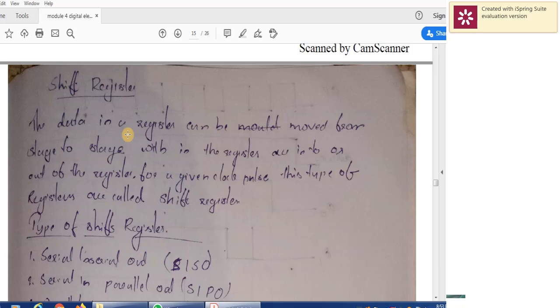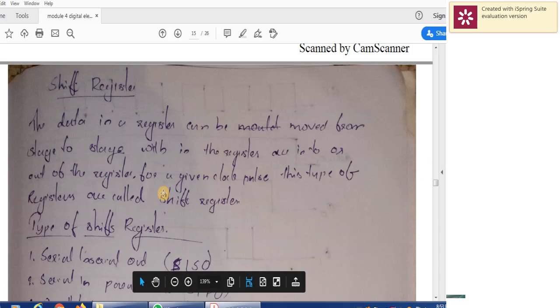The data in a register can be moved from stage to stage within the register, or into or out of the register, for a given clock pulse. That is called shift register. That type of register is called shift register. That means register means nothing but flip flop.